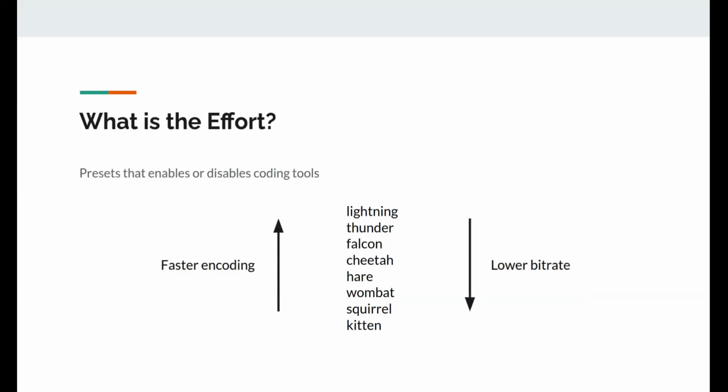Efforts are presets that enable or disable JPEG-XL encoding tools. Slower efforts like kitten enable more tools to reduce the bitrate at the cost of a slower encoding speed. We ignored the effort tortoise as it is too slow for real-time processing.